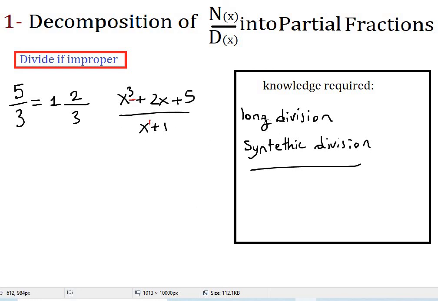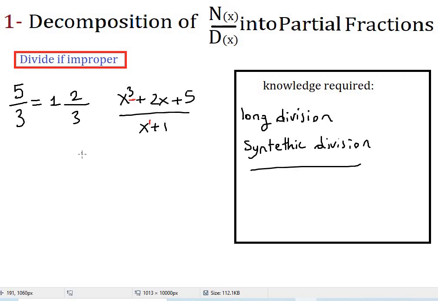The focus of this video is partial fraction decomposition, so I'm not going to go through long division and synthetic division in detail, but if you demand it, I can do a separate video on long division and synthetic division. But if the fraction you are decomposing is improper, you definitely have to divide the numerator by the denominator until it is not divisible anymore.